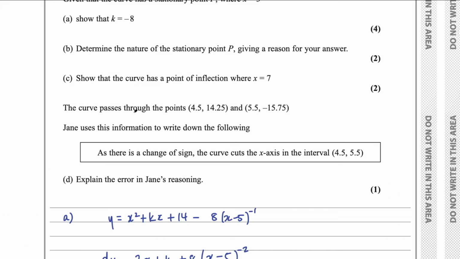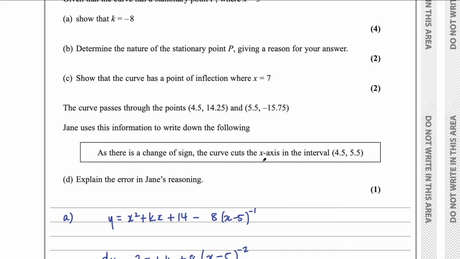Part D says the curve passes through the points (4.5, 14.25) and (5.5, -15.75). Jane uses this information to write down the following: as there is a change of signs, the curve cuts the x-axis in the interval 4.5, 5.5. Explain the error in Jane's reasoning.